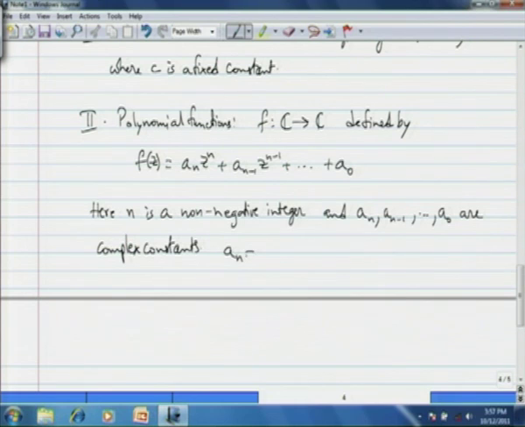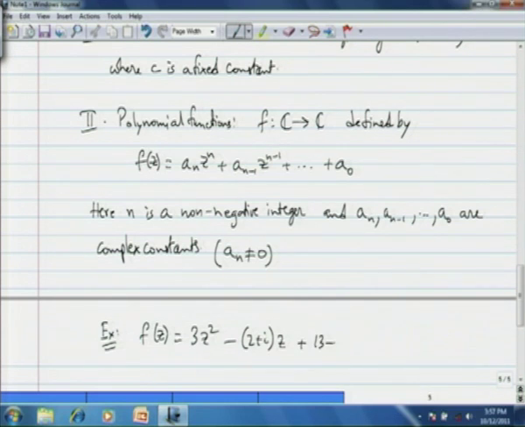Okay. So, in general we try to assume that a n is not equal to 0, otherwise it's useless to write the first term a n z power n. Okay. So, an example of a polynomial function is as follows: f of z given by 3 z squared minus (2 plus I) times z plus 13 minus root 2 I. Okay. So, this is an example of a polynomial.